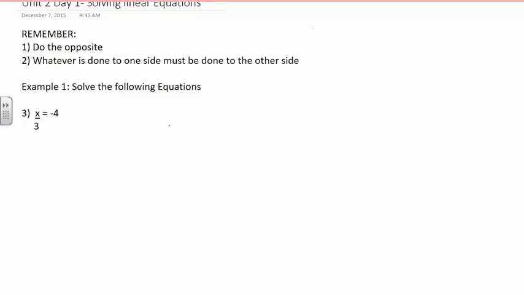Our final example here is x divided by 3 equals negative 4, and we need to solve for our variable x. The first thing we need to do is look at SAMDEB to figure out what we need to get rid of first. Do we have any subtraction or addition? Nope. Do we have any multiplication or division? Yes, we have a dividing by 3 over here, so that's the first thing we'll get rid of to isolate for x. Again, we need to do the opposite of dividing by 3, so we multiply by 3, and we need to do it to both sides.